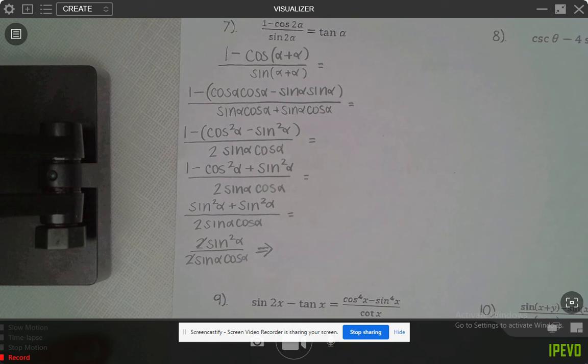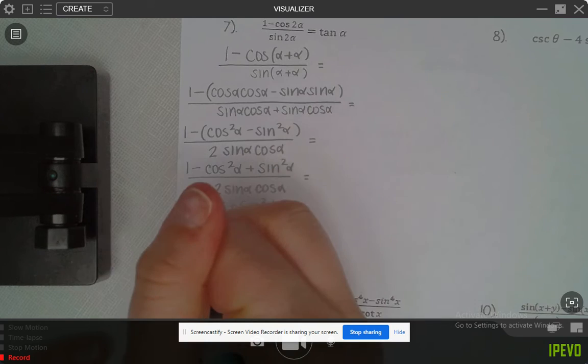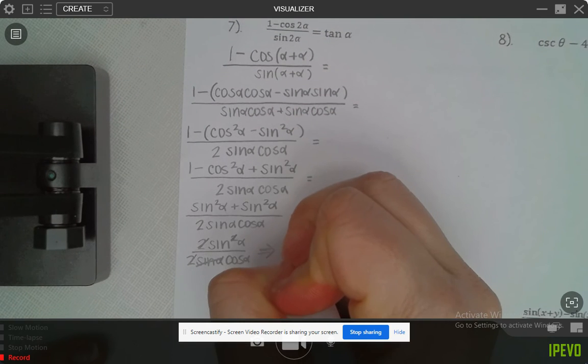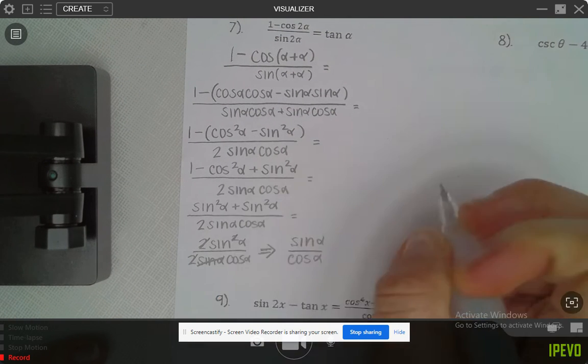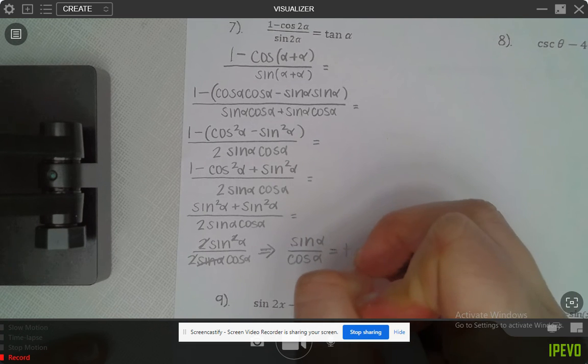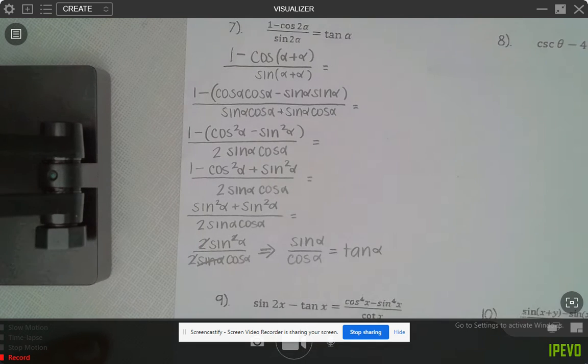Anything else? Remember, what do we want on top? Sine over cosine. So I need a sine and a sine to go away. Well, can I do that? Yeah, because this is squared and this is a 1. So this is now sine of alpha divided by the cosine of alpha, which, in fact, is tangent.